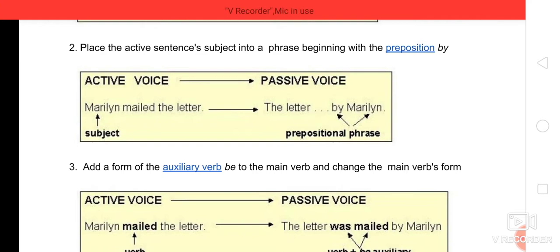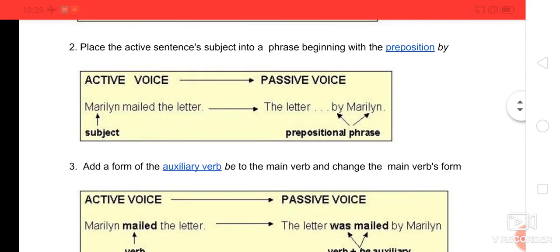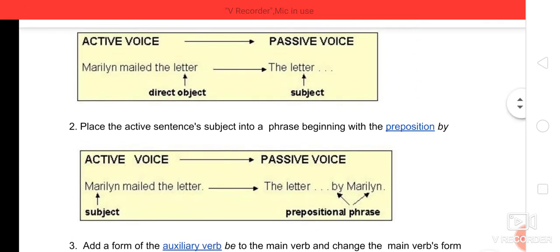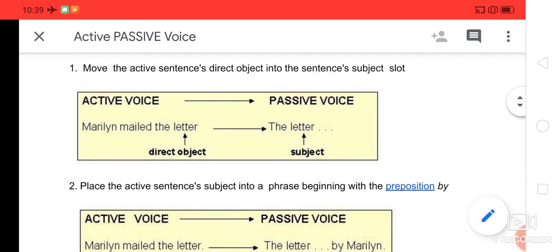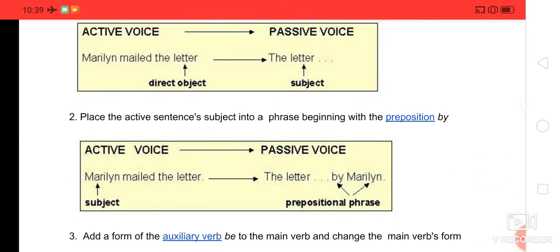So what is the first step? Identify the object in the active voice and put it at the subject position in the passive voice. Second step: take the subject from the active voice, make it a phrase by adding the preposition by, and put it in the object place in the passive voice.